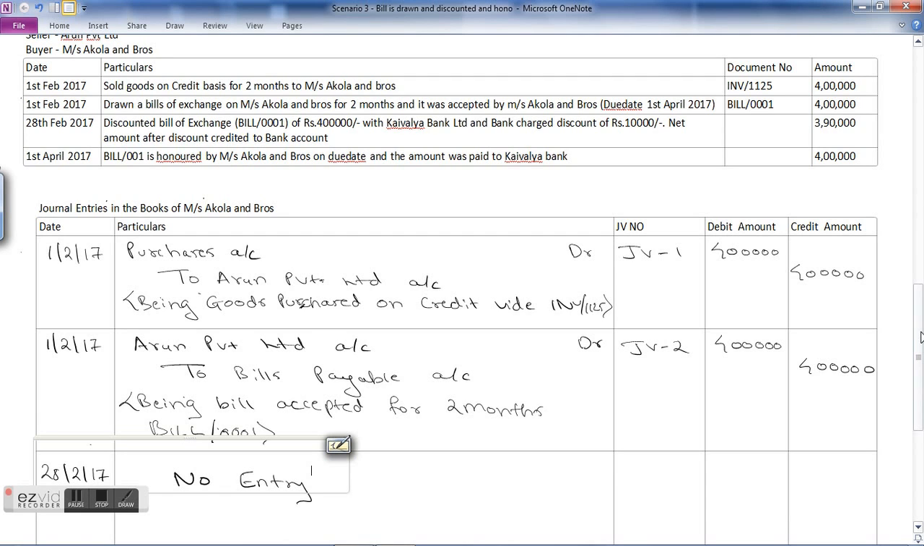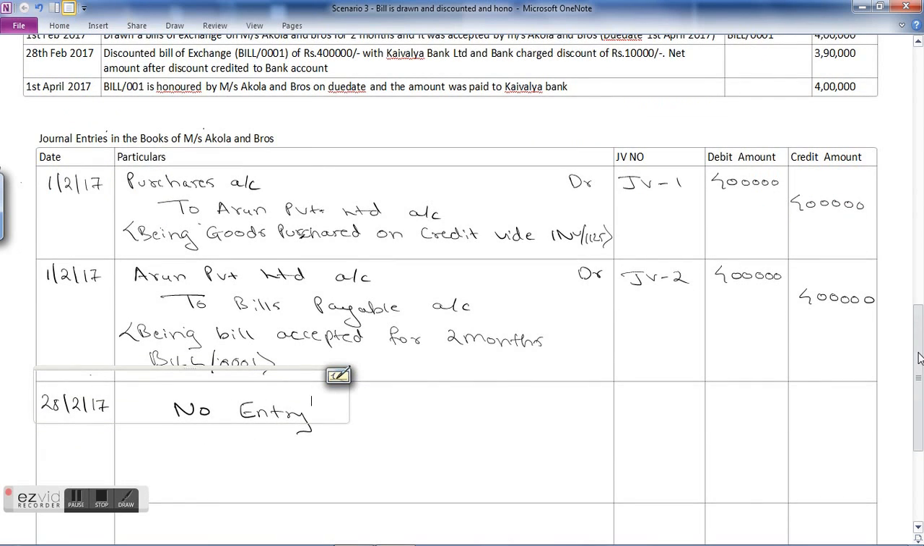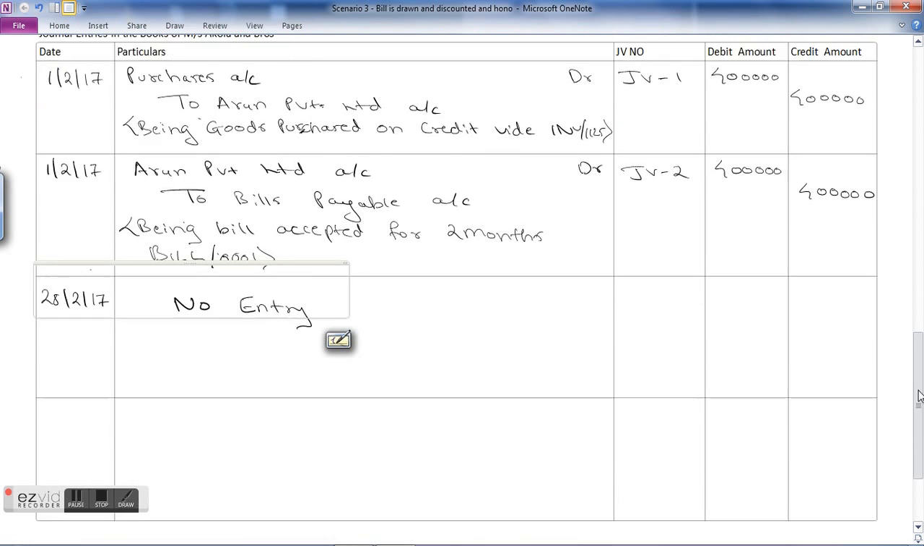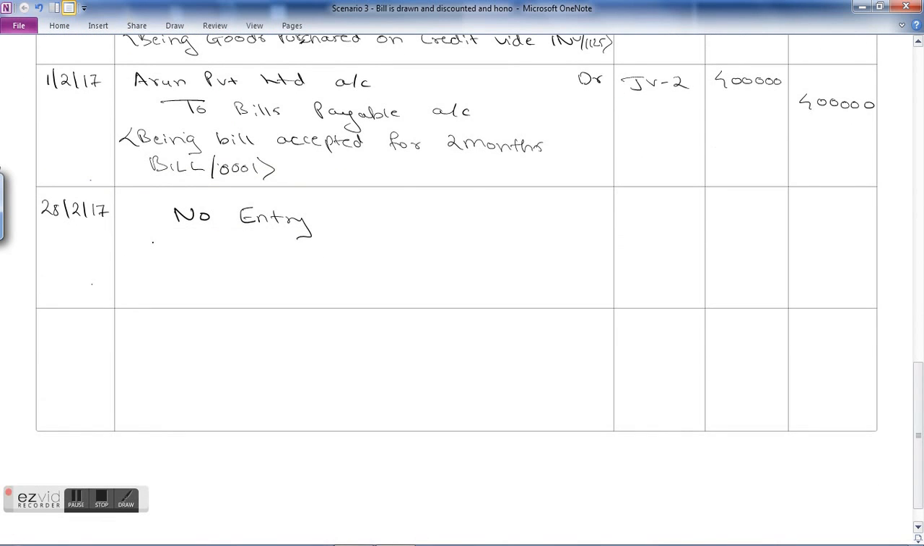Then 1st April 2017, bill is honored by Messrs. Akola and Brothers on due date, and amount was paid to the Kaivalya Bank. Since the Kaivalya Bank had a bill, amount was paid to that Kaivalya Bank. So the entry in the books of Akola and Brothers will be, we have given the money. So on the 1st April 2017, the bank account will get credited. And the bills payable liability of 4 lakh that was created, we have paid off, so there won't be any more liability. So we are receiving the bill from Kaivalya Bank and we are making the payment.